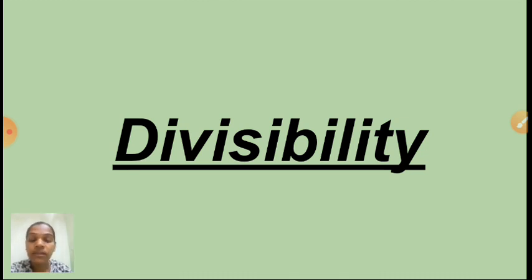See here divisibility test for 2, 5 and 10 already you had studied in your 5th standard. Once again I will do quick recap. Afterwards, which one we studied in 6th standard? Divisibility test for 3, 4 and 9, isn't it?